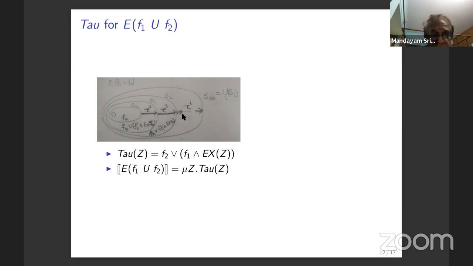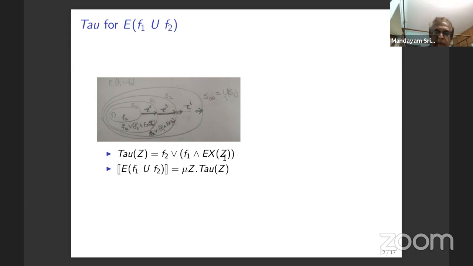As a Kleene iteration, I'm showing what's going on, okay? You have F2. You start with bottom. When you apply tau to bottom, tau naught is bottom. So tau 1 of bottom is F2 or F1 and EX of bottom, which is false. EX of false is false, okay?